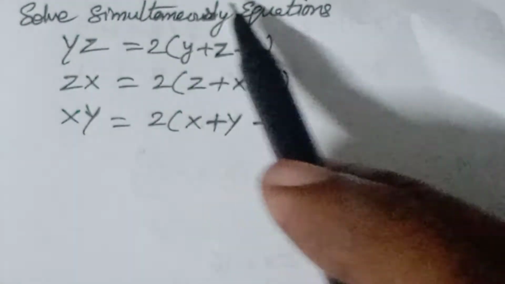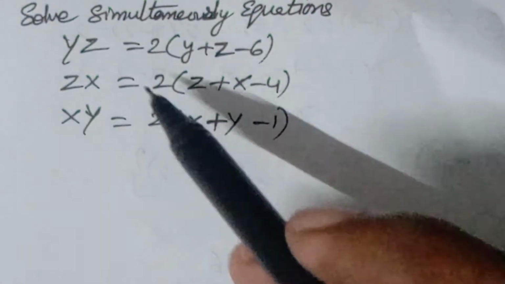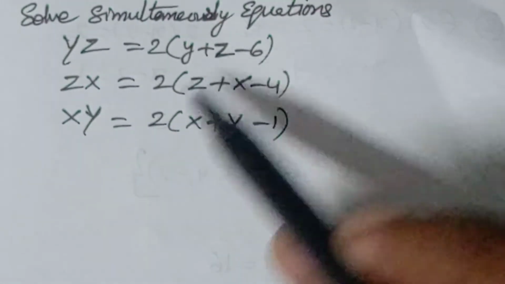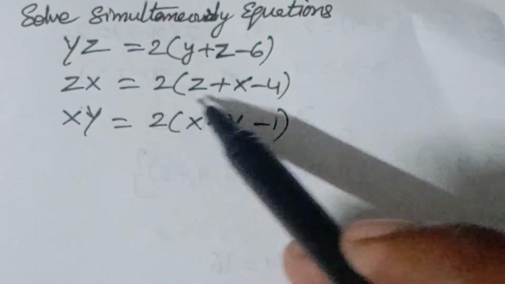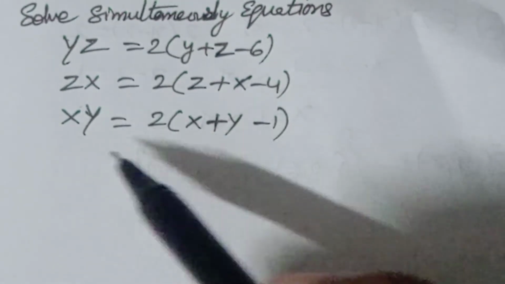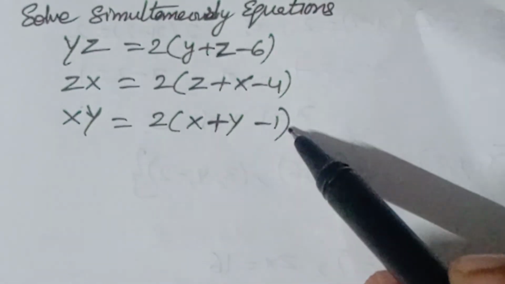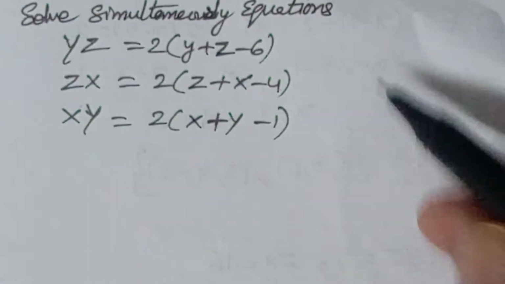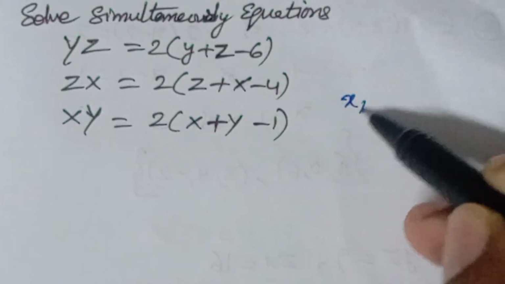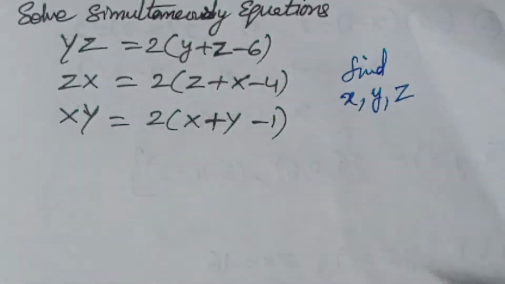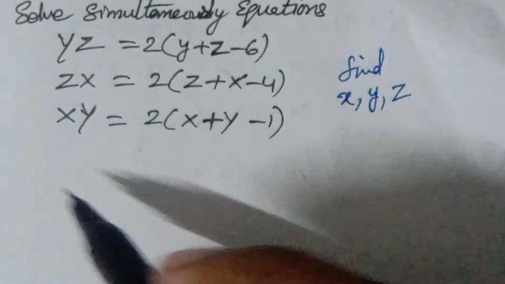The question is given: solve the simultaneous equations. yz is equal to 2 into (y plus z) minus 6, zx is equal to 2 into (z plus x) minus 4, and xy is equal to 2 into (x plus y) minus 1. Here we have to find the x value, y value, and z value.